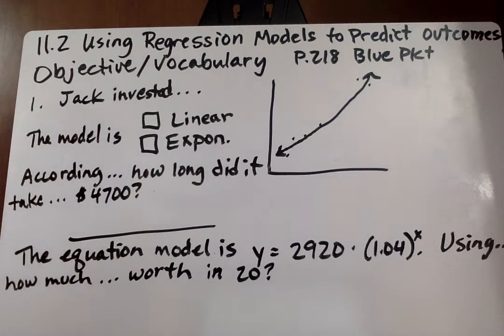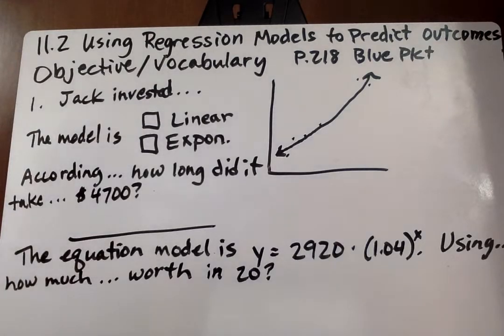Hello students, today we will be going over 11.2, using regression models to predict outcomes. Our objective: I can create scatter plots and describe associations and use regression models to predict outcomes.